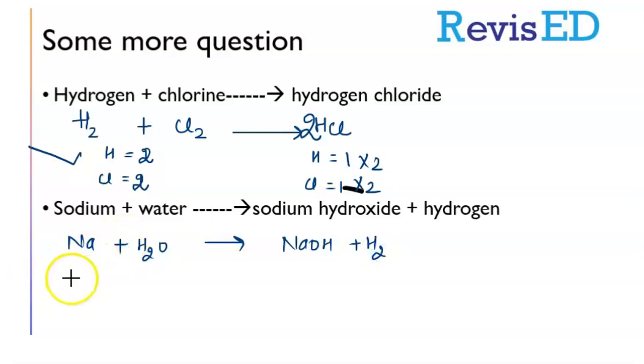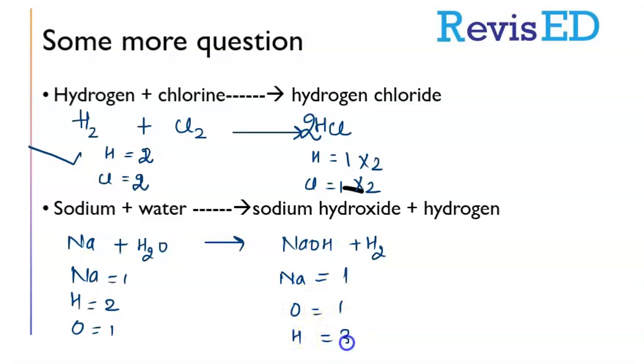Right. Now in the next, I am having sodium plus water giving me sodium hydroxide plus hydrogen. In this, sodium is 1, hydrogen is 2, oxygen is 1. Now on the right hand side I am having sodium 1, oxygen 1, hydrogen 3. So what I have to do is multiply by an even number. Okay, now first I multiply NaOH by 2. So this is 2, oxygen is 2, right? And your hydrogen is basically 4.